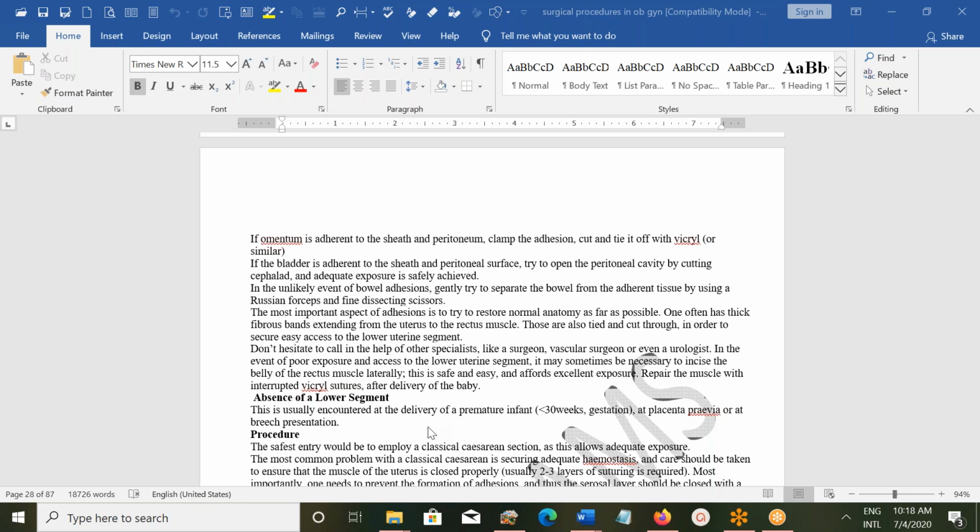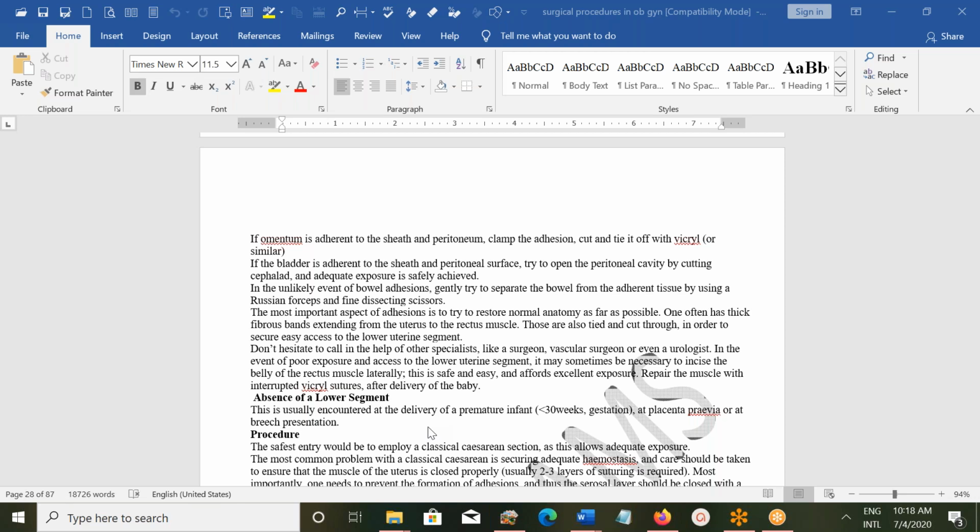The most important aspect of adhesions is trying to restore normal anatomy as far as possible. So one often has thick fibrous bands which extend from the uterus to the rectus muscle, and those are also tied and cut through in order to secure easy access to the lower uterine segment. This is about the adhesions.